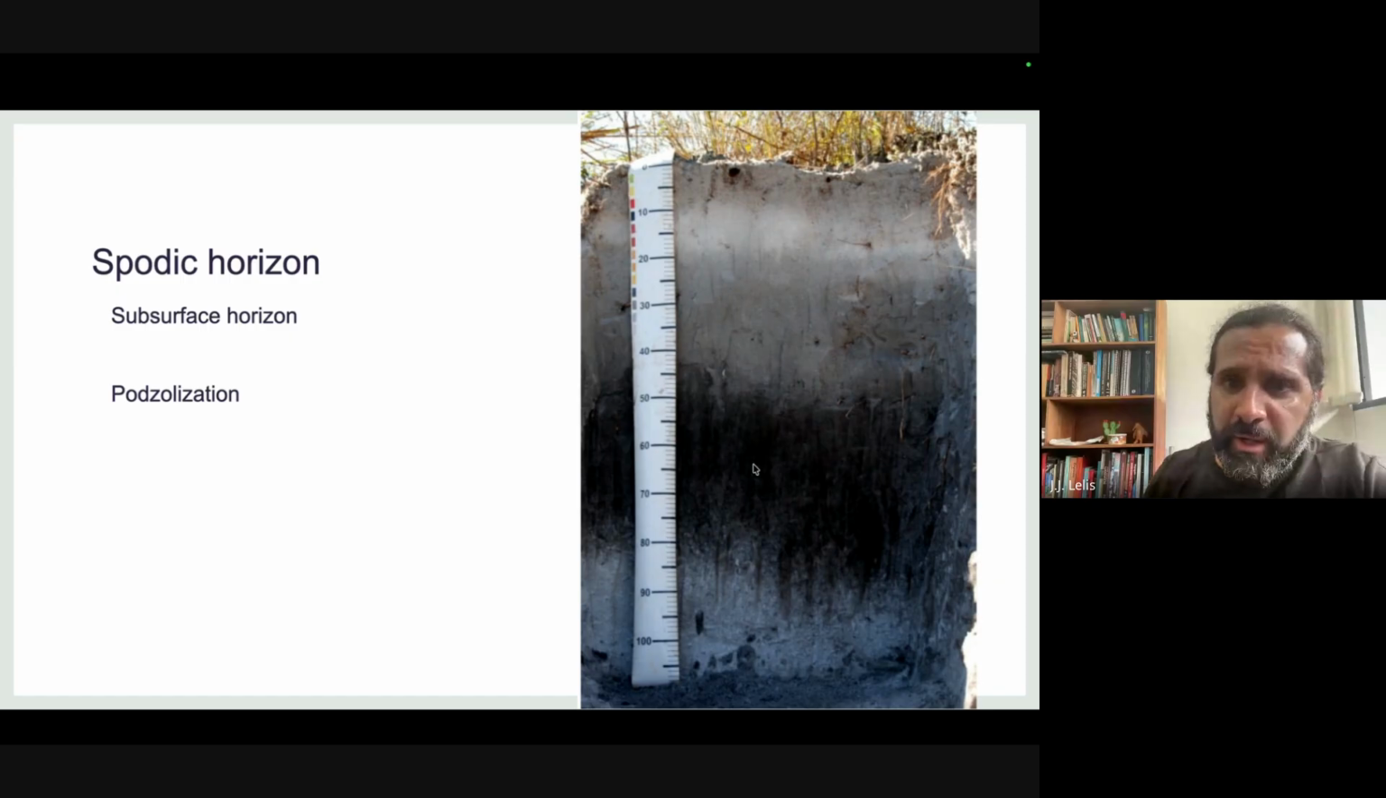These spodic horizons are quite common in several climate conditions. They could be found in temperate, tropical, equatorial, polar conditions, no problem, but they must be associated with sand-rich materials and flat surfaces, okay? So they must be connected to flat surfaces that induce the water migration through the surface, from the surface to the subsurface horizons, where we can have this concentration of organic matter, okay?